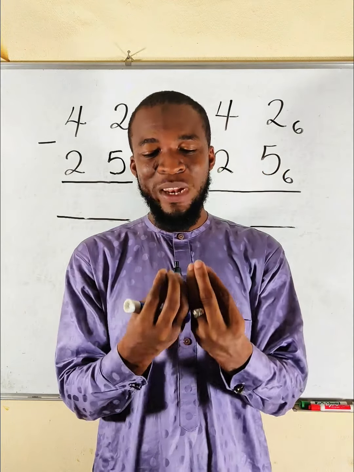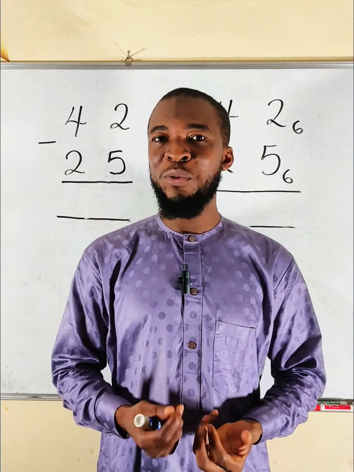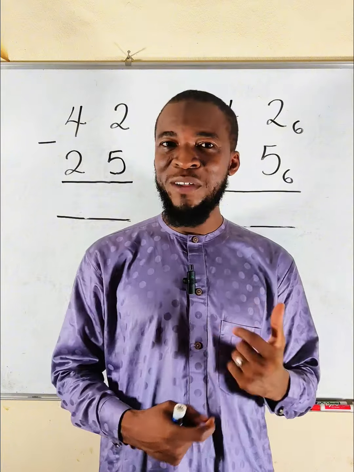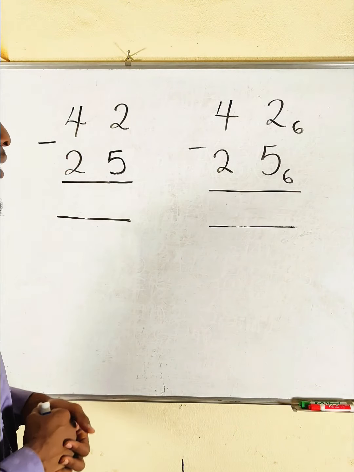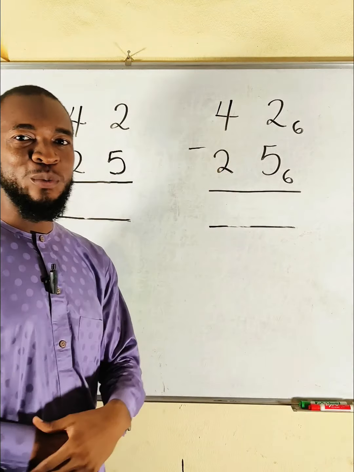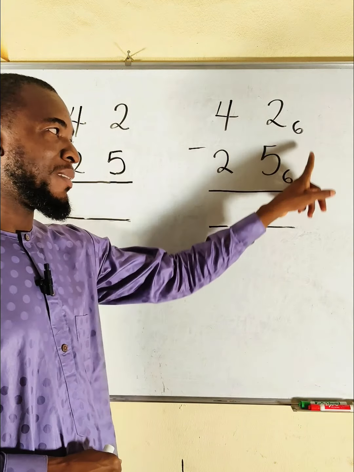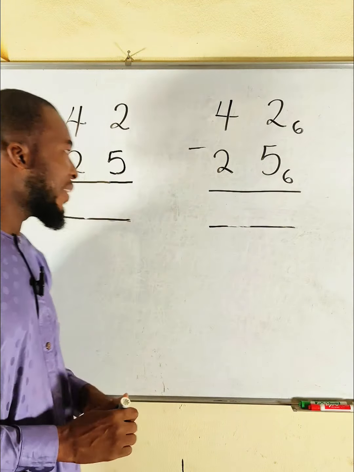I know that this is too elementary, but for sure it is going to benefit the younger ones as well as other adults. So we have two examples here, 42 minus 25. We have another 42 minus 25, but in base 6. Let's try this one first.